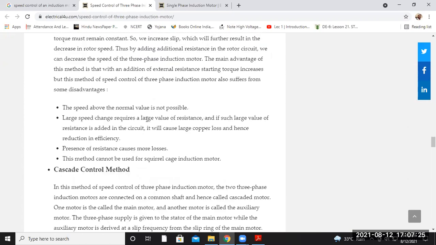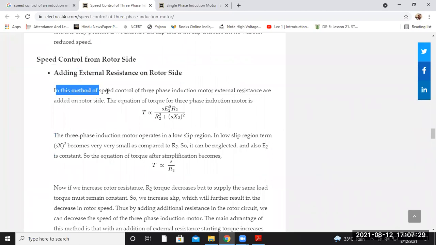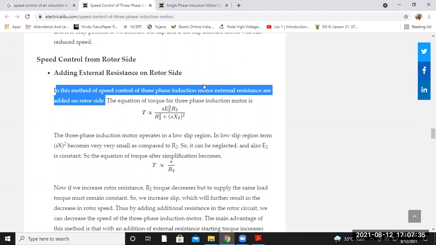Here it is explained theoretically. You can see that in this method of speed control of a 3-phase induction motor, external resistance is added on the rotor side. How can you add the external resistance? By including the rheostat, or variable resistance, on the rotor side.